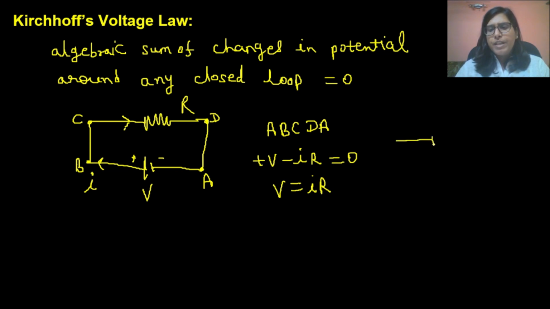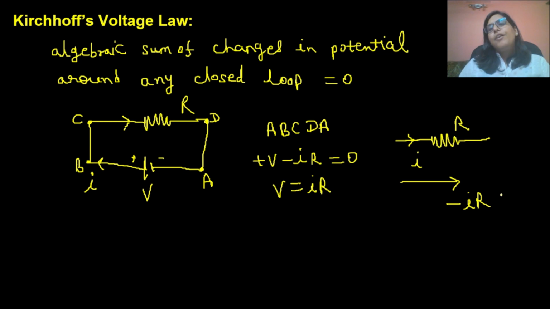Now always remember, for a resistor, if current is flowing in this direction and we are also moving in this direction, then we will write minus IR, right? If we are moving opposite to the direction of current, then we will write plus IR.